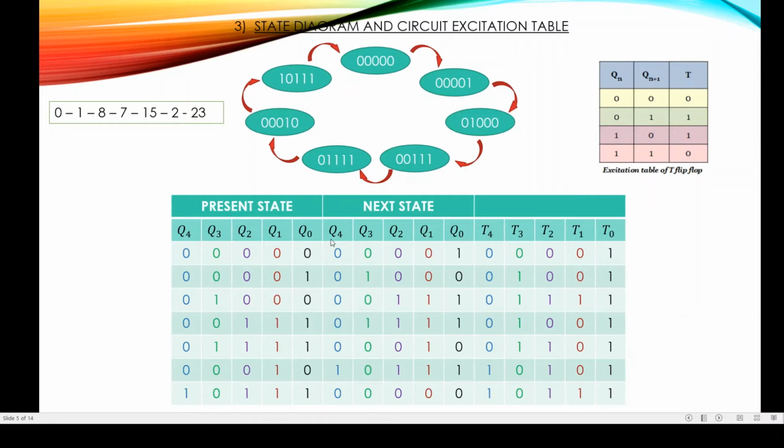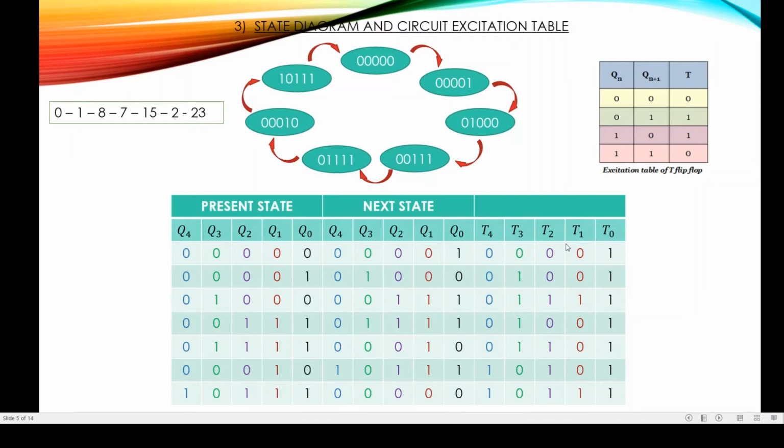For another example, for Q0 and Q0 here, the black one, we can see Q0 is 0 for the present state, and Q0 is 1 for the next state. Referring to the excitation table, when Qn is 0 and the next state is 1, T will be 1. So that's why T0 is 1 here.